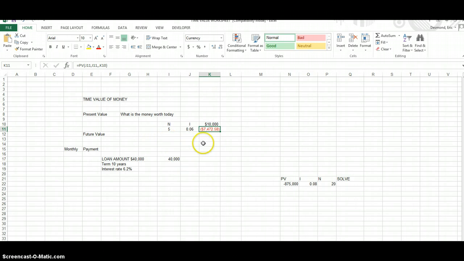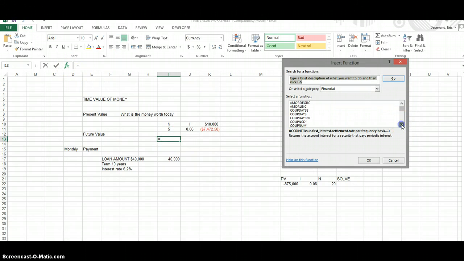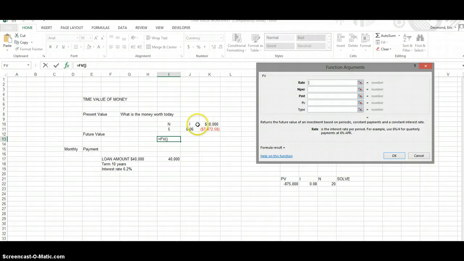Now let's reverse the transaction. Let's find out if you had $7,472.58 today, and you put it in the bank earning 6% interest over 5 years, what is it going to be worth in 5 years? To find that out, we're going to get a future value. Instead of PV, we're going for FV. The rate is 6%. Number of periods, 5.